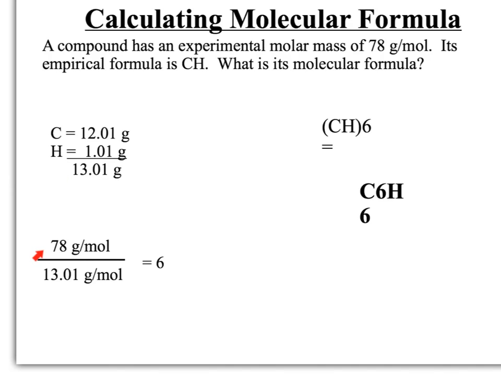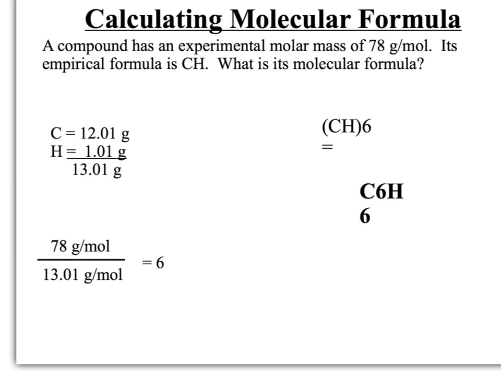We take our mass that was stated in our problem as 78. We divide it by our molecular mass. We get the number 6. We multiply 6 times our empirical formula, which was CH, and we get the answer C6H6.